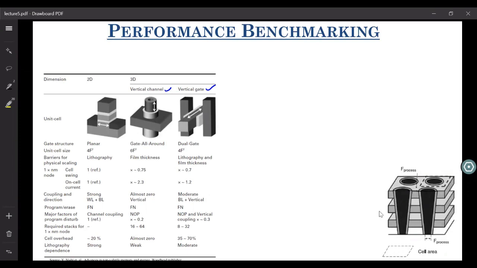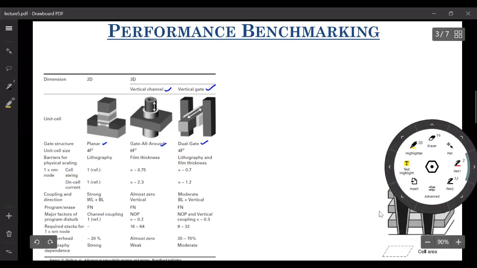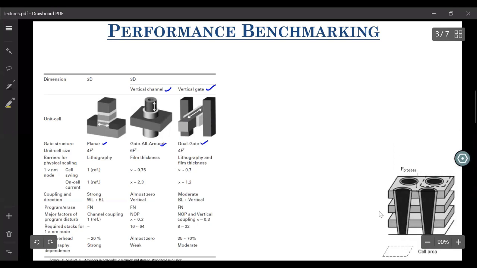So if you look at the first point, which tells you about the gate structure, it is planar, that is, only on one side, in the case of your 2D NAND flash. It's a gate all around configuration for your vertical channel based 3D NAND flash, and it's a dual gate structure or a twin gate structure for your vertical gate. So which one is better? The gate all around structure gives you the best control over the channel region. So this way, your VC is kind of best.